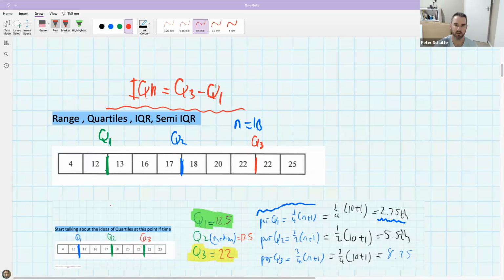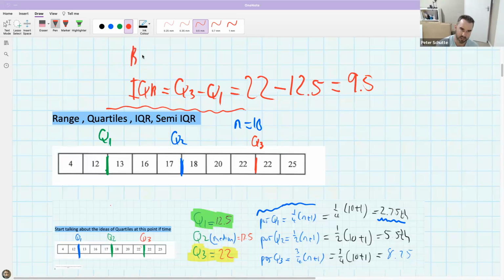We need to find what Q3 is, and Q3 was 22, minus Q1, which is 12.5. We should get 9.5. What that means is that the middle 50% of the data is sitting within 9.5 units. Okay, no problem. We will practice that going forward today.